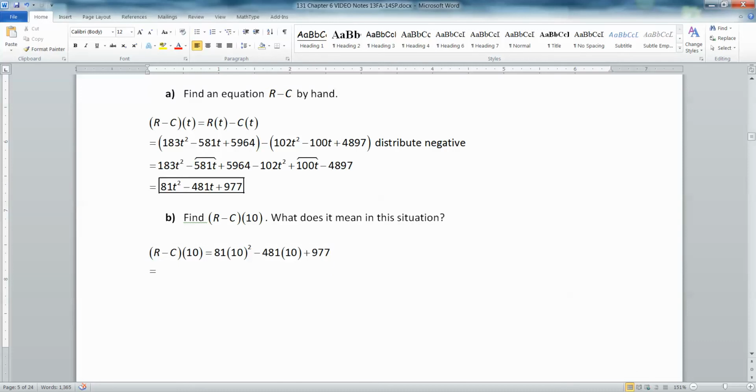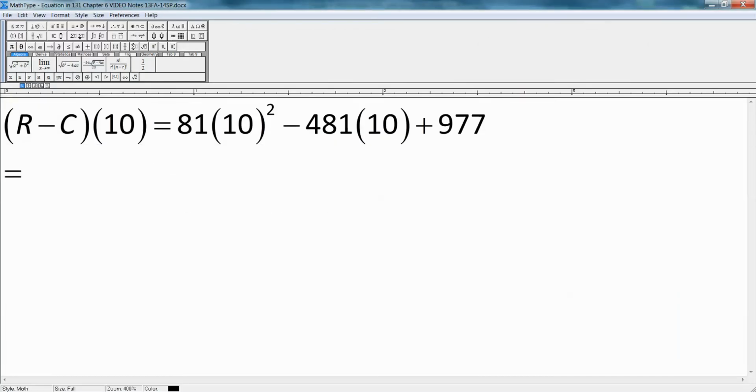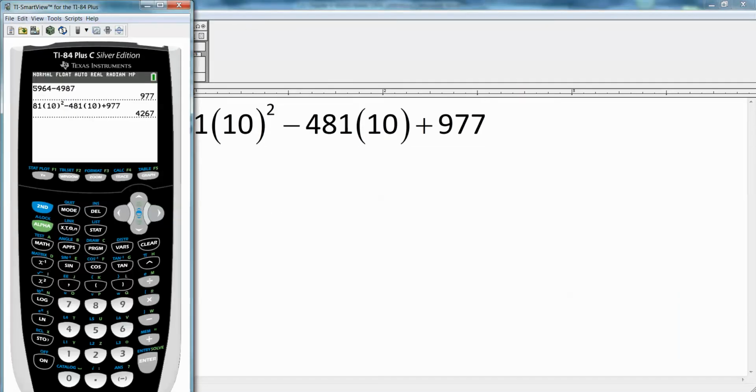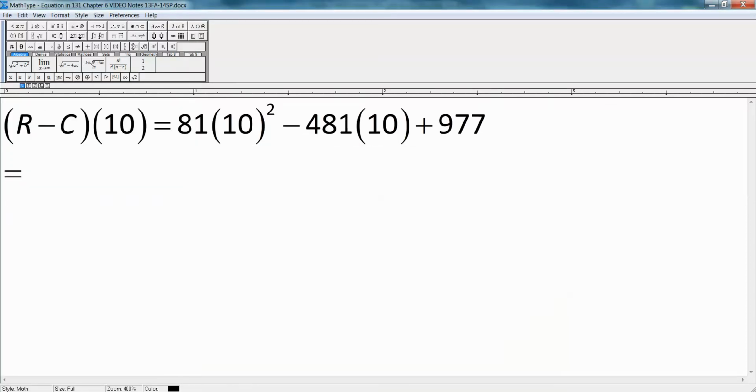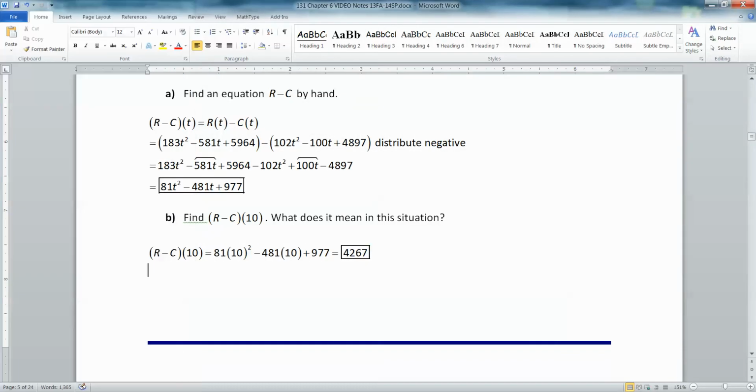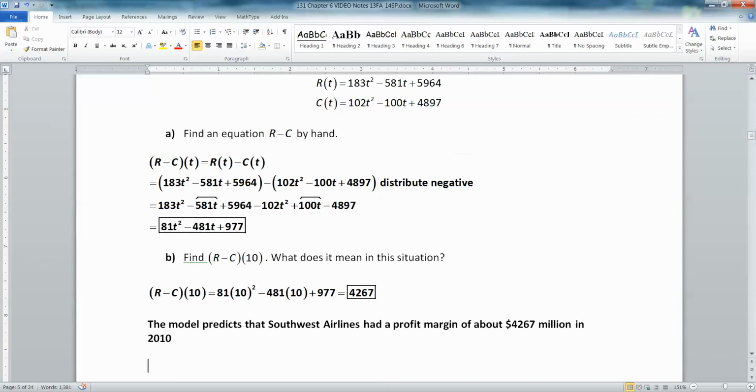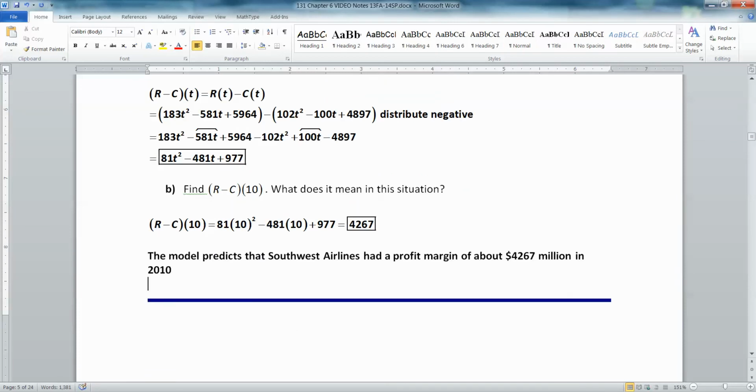Okay, then it wants r minus c of 10. So you take 10, put it into your function. I typed it in the calculator and I got 4267. So 4267. There it is. Now I got to type up what it means, but we're at the end of the video. Revenue minus cost is equal to profit. So the model is predicting that the Southwest Airlines company will have a profit margin of about $4,267 million in 2010. And we're done. See you here for the next video.